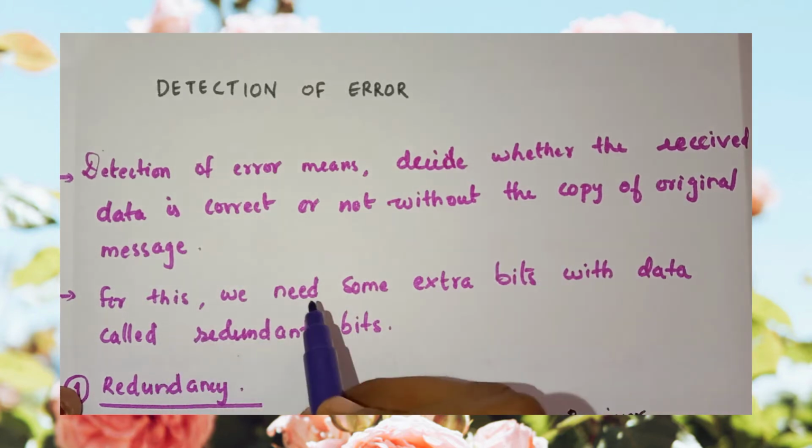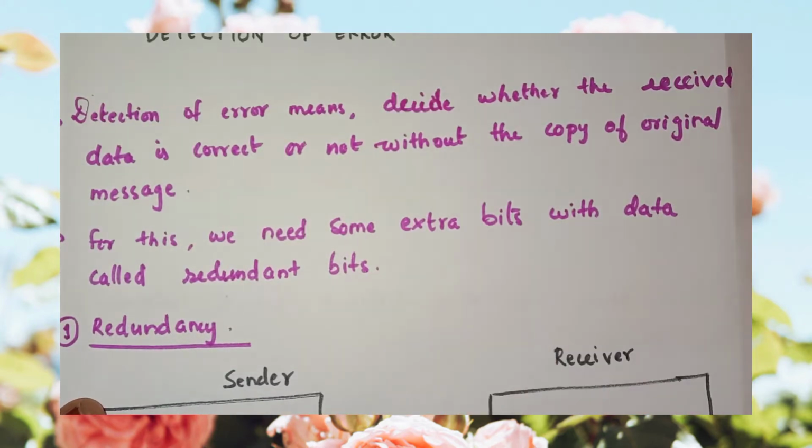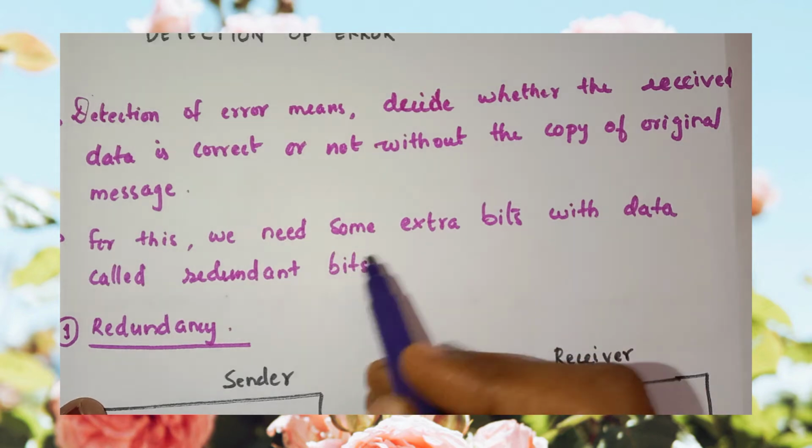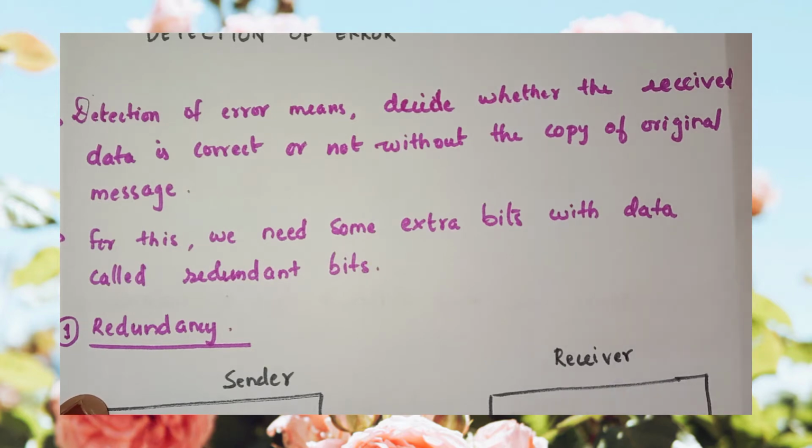For this we need some extra bits with the data, called redundant bits. This redundant bit is attached to the data and sent through the transmission medium, and the receiver receives the data with the redundant bit. Then, using the redundant bit, the receiver finalizes whether the message is the original message, or there is any change or error in that message.